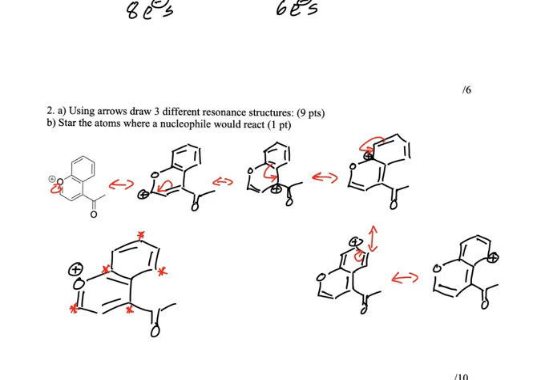Draw 3 different resonance structures. Most folks did really well on this. The thing we got tripped up on was starring the atoms where a nucleophile would react. So just basic resonance and just doing one arrow at a time. I only asked for 3 different ones, but I just kept giving them all.